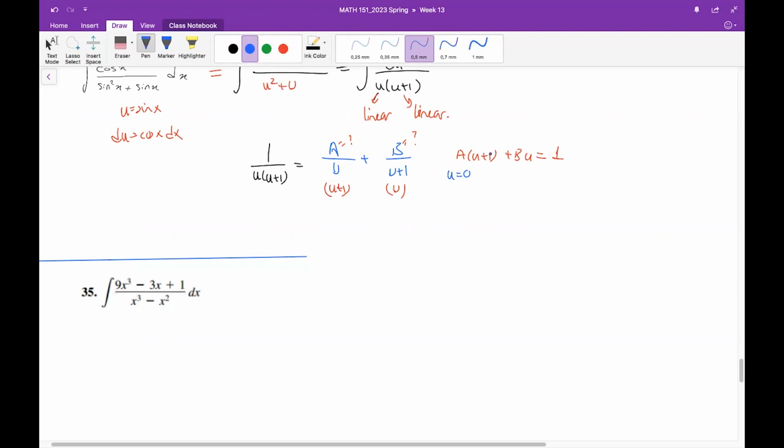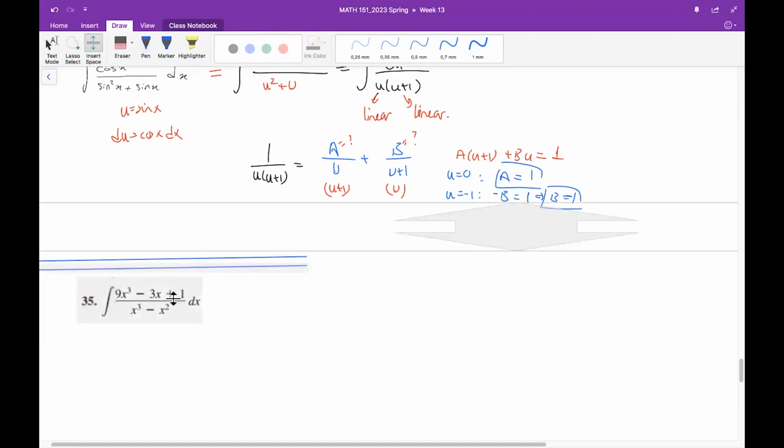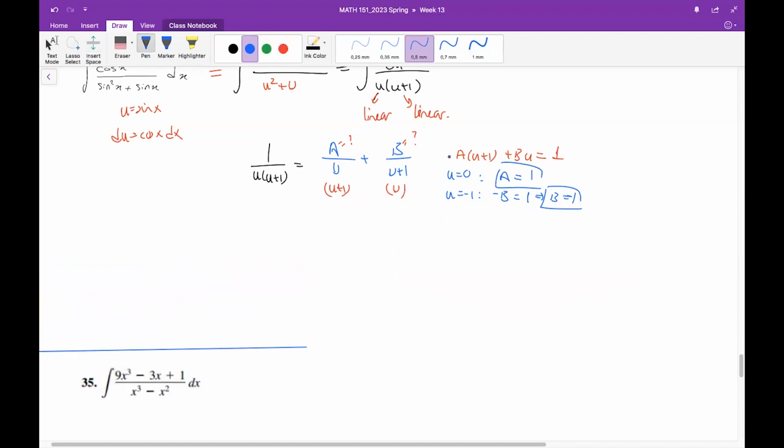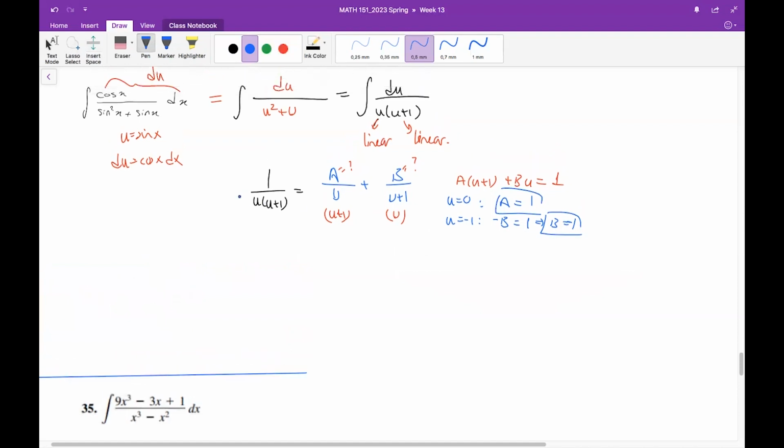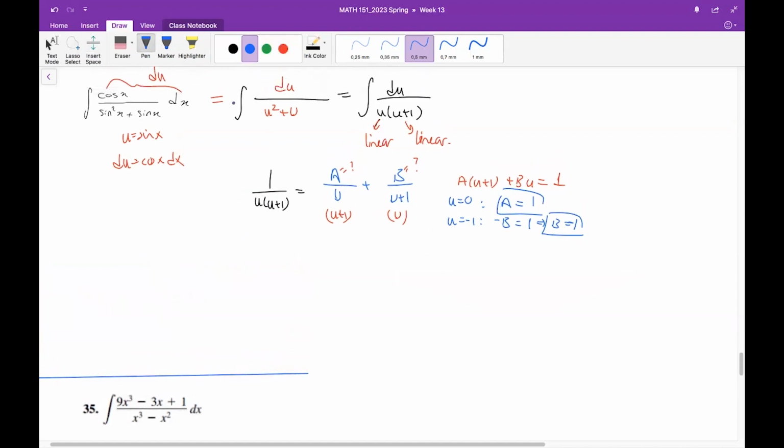If u is 0, this part is gone. You have just A equals 1. Insert the other root, which is -1, then this part is gone, but you have minus B is 1, so B is -1. If the denominator is a product of linear factors, it is easy to find the coefficients by inserting the roots like that. Then the integral is, instead of integrating from the left, you will integrate from the right.